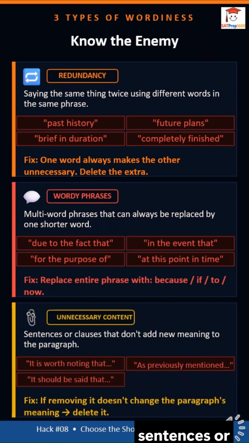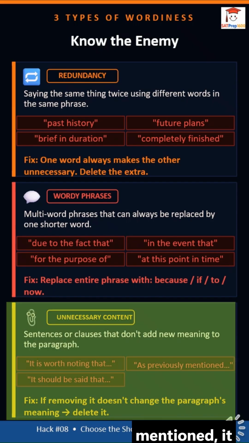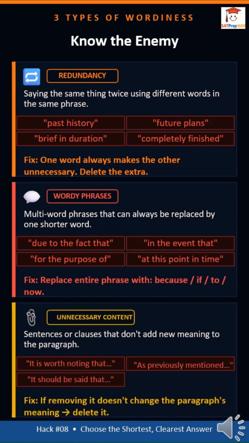Type 3. Unnecessary content. Sentences or phrases that don't add anything new. It is worth noting that, as previously mentioned, it should be said that. Test. Remove it. Does the paragraph lose any meaning? No? Then delete it. Spot any of these 3, the longer answer is almost certainly wrong.